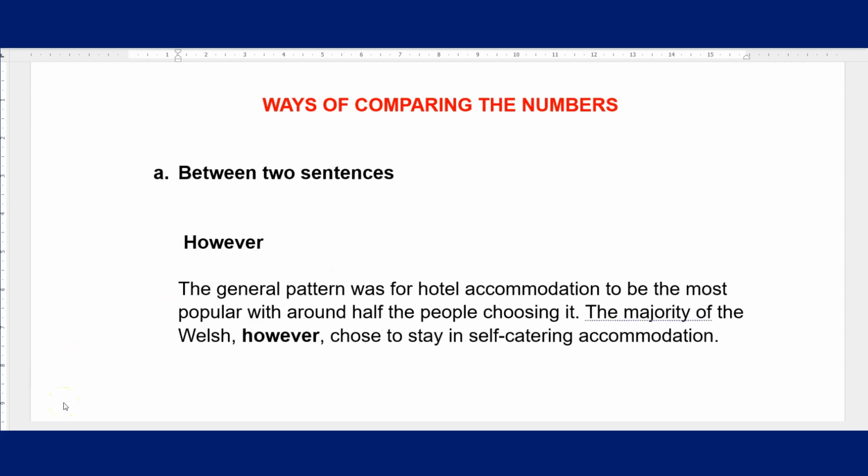However. All right, let's read. The general pattern was for hotel accommodation to be the most popular, with around half of the people choosing it. The majority of the Welsh, however, chose to stay in self-catering accommodation. So however is also used to compare. So we checked in contrast, in comparison, and this time we are using however. Let's look at the next word.